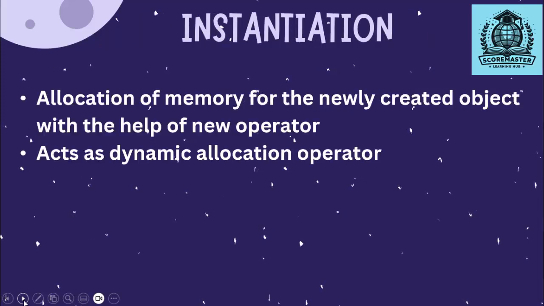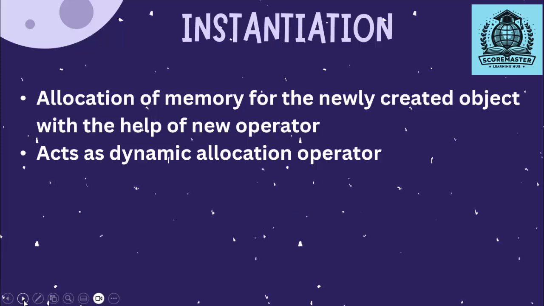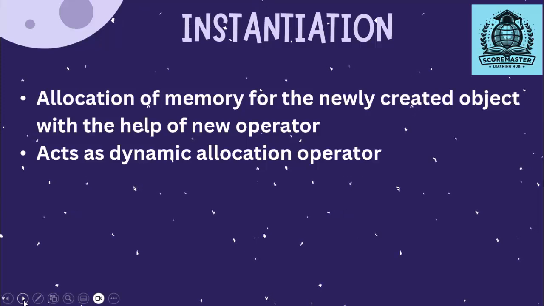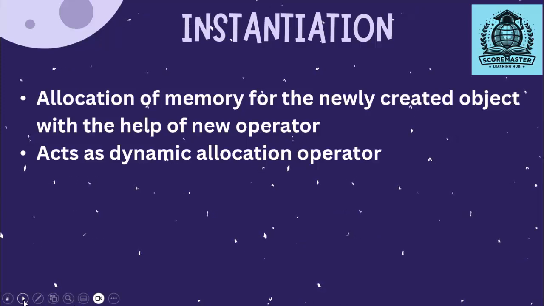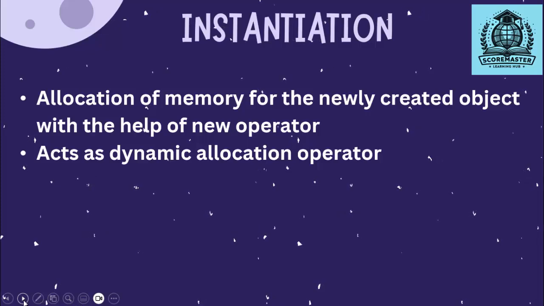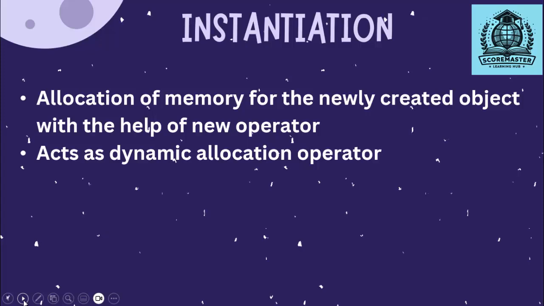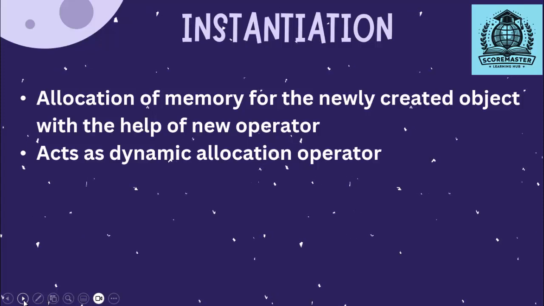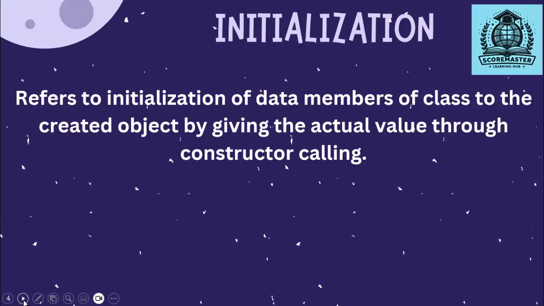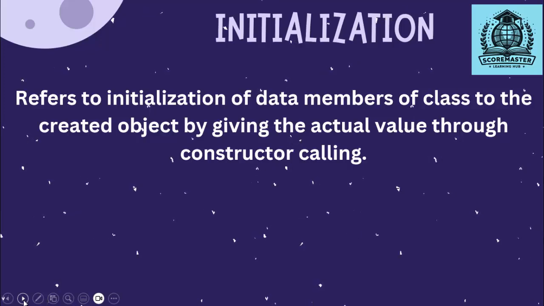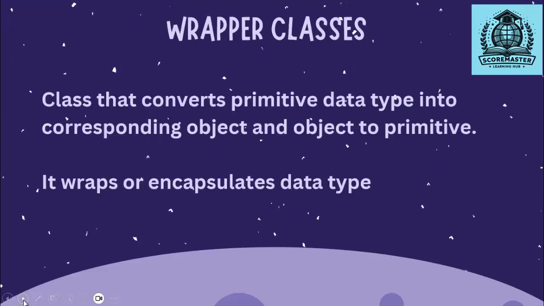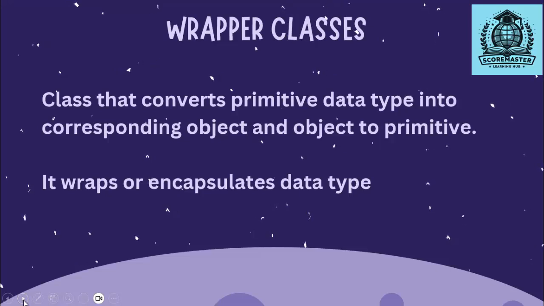Coming on to the instantiation, allocation of memory for the newly created object with the help of the new operator, we call it instantiation. During this process, it will create dynamic allocation. The new operator acts as a dynamic allocation operator, which will dynamically allocate some space in the memory. Initialization refers to initializing the data members of the class for the created object by giving the actual values through the constructor call.